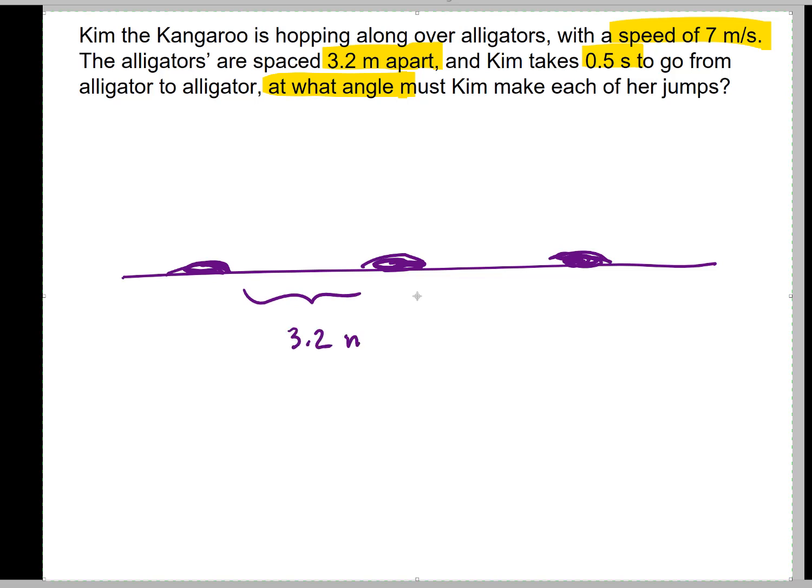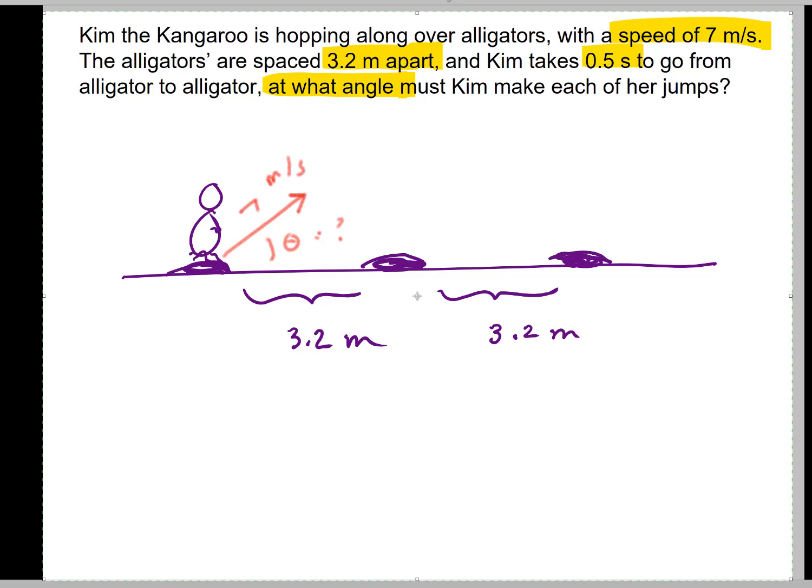And then on the back of the alligators, we have Kim, who is going to be jumping from one alligator to the other. Kim the kangaroo is not going to be drawn very effectively. So I got Kim the kangaroo in there. I warned you about the drawing. And now we're going to show her jumping from alligator to alligator. So we need a vector arrow of her velocity. And so I'm drawing in the velocity arrow, and I know the speed is 7 meters per second, and I know it has some angle theta, which is what we're trying to find. So I'm going to put that as a question mark and throw in that 7 meters per second above it.